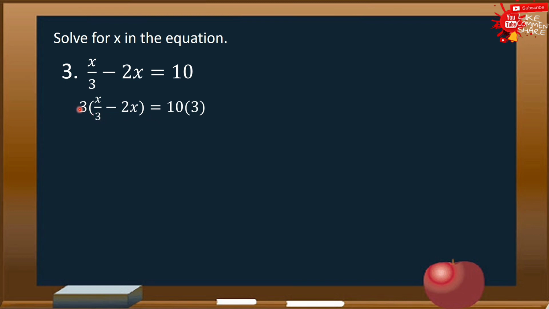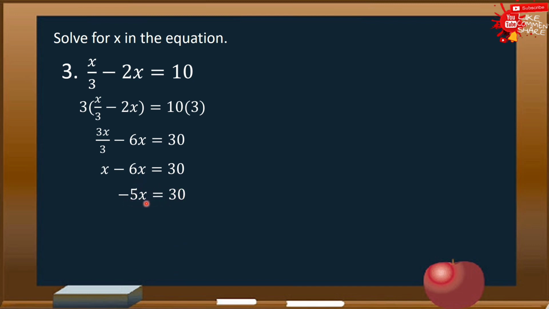So, what is 3 times x over 3? We will have 3x over 3. Then, 3 times negative 2x, which is negative 6x. Then, the equal symbol. 10 times 3 is 30. Then, simplify 3x over 3. So, we will have x. Then, minus 6x equals 30. So, combine similar terms. We have here x minus 6x. So, it will become x plus negative 6x. So, it is equal to negative 5x. Then, equal symbol, then 30.